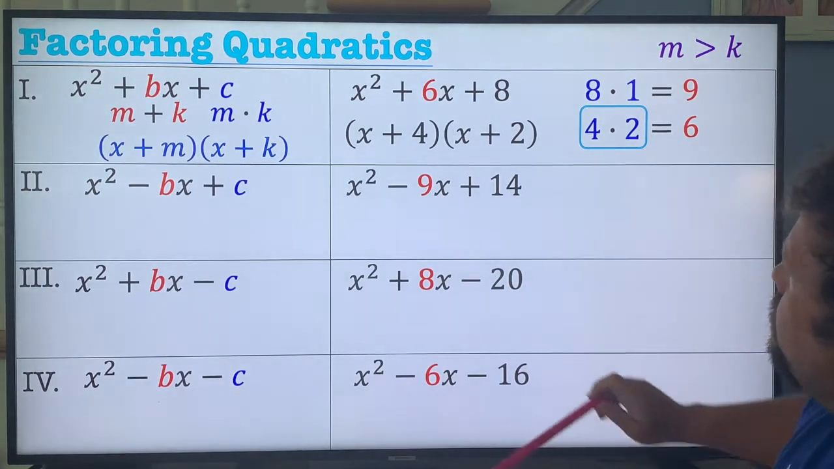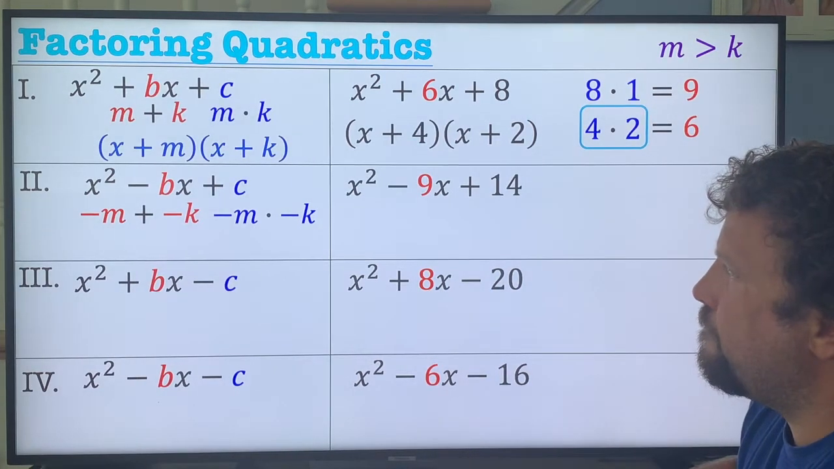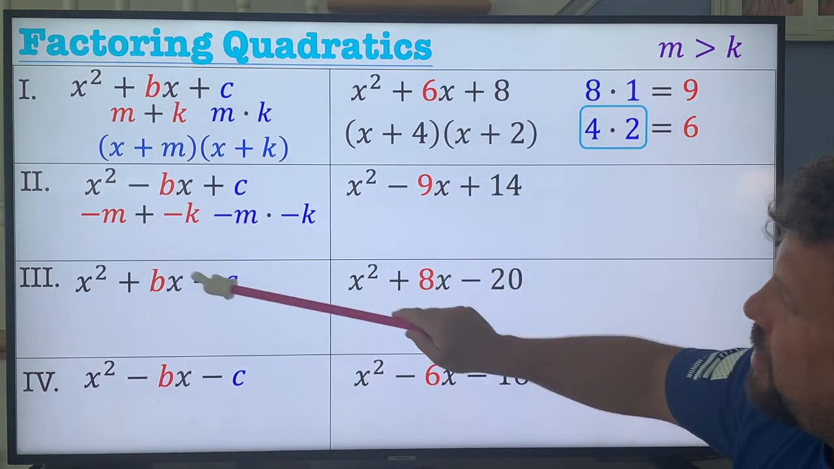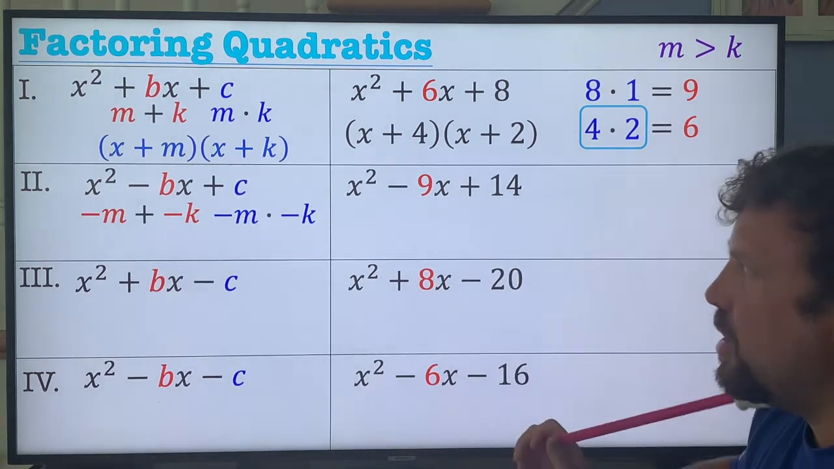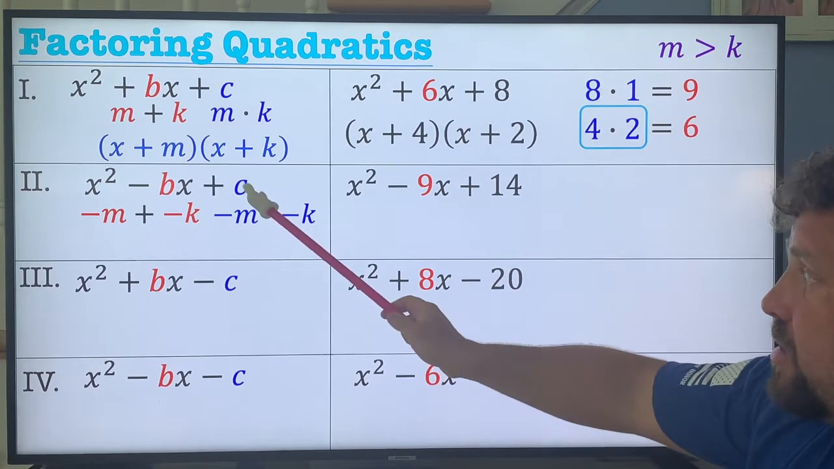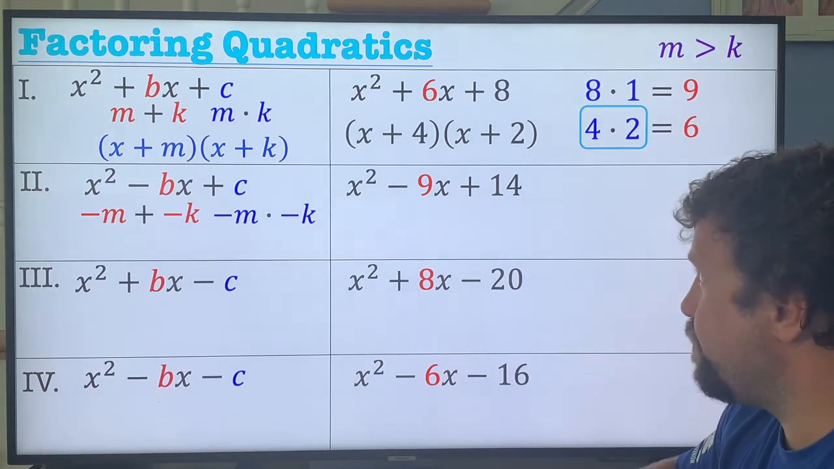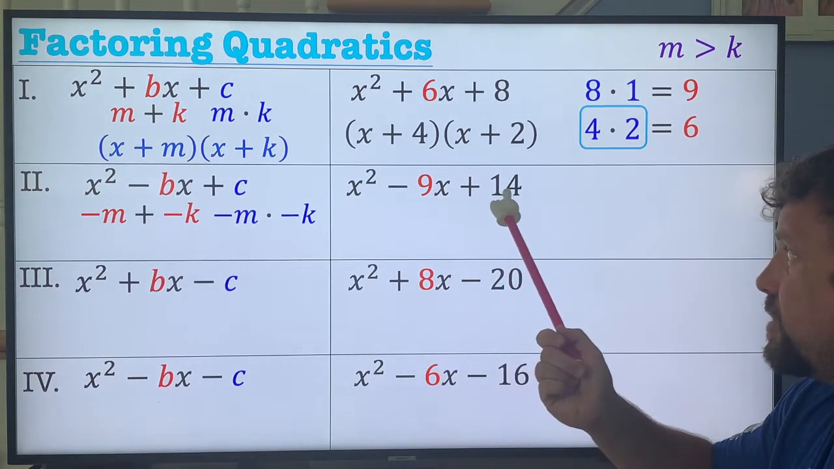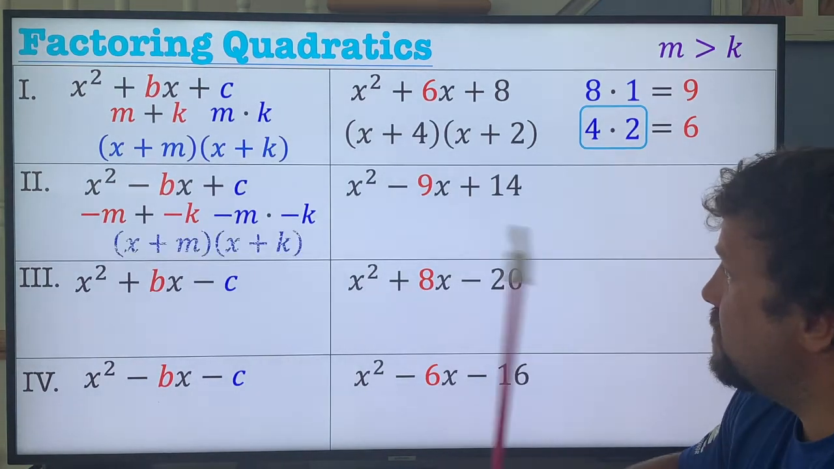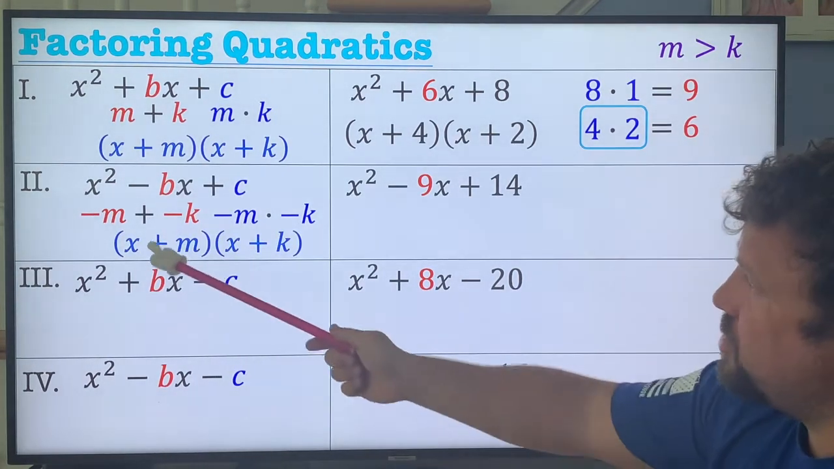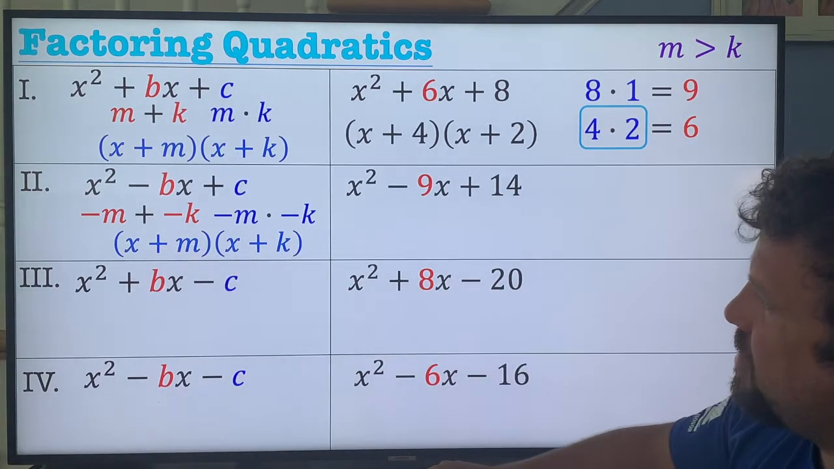Let's look at number 2. Negative m plus negative k is your b. Negative m times negative k is your c. So you have 2 negatives multiplying by each other, that's where you get your c from, but then you add the 2 negatives to get b. So what 2 factors of 14 add up to 9? Ready? So this becomes x, oh shoot, I should say minus: (x minus m)(x minus k).